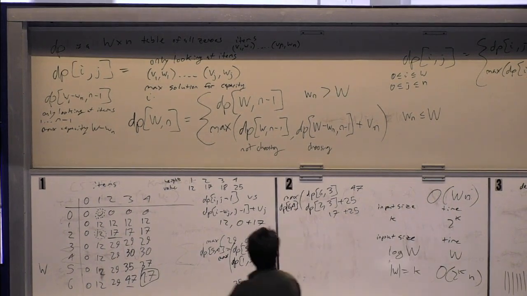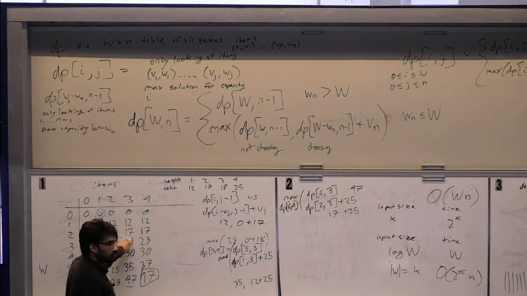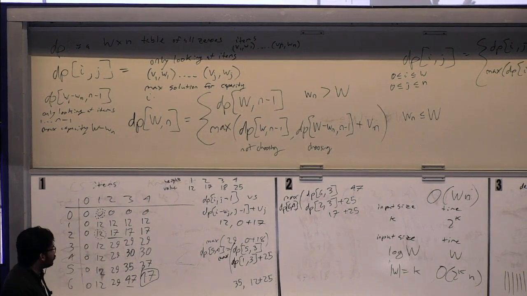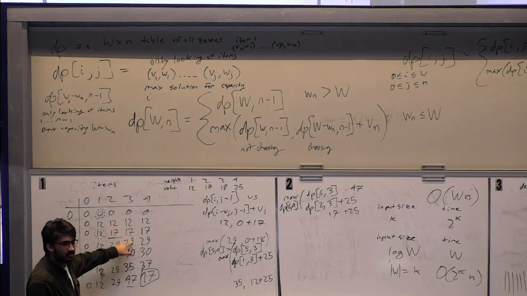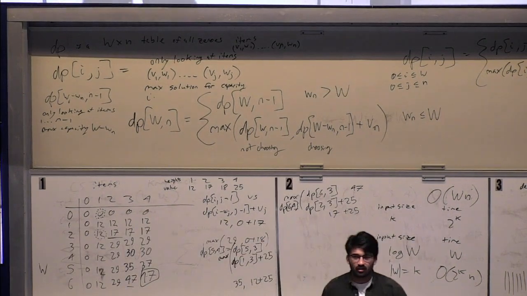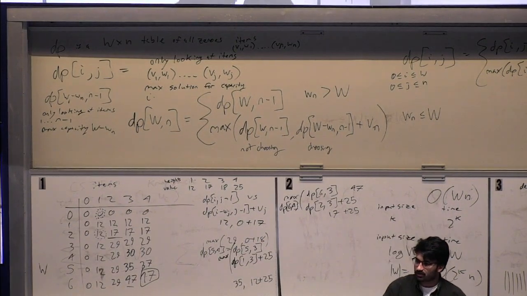I have dp of 2 comma 3 to be 17. The max you can steal with only capacity 2 but choosing from the first three items means that, if you only have capacity 2, you can only choose item 2, it turns out. Right. Okay. So you've seen an execution of the 0-1 knapsack recurrence, yes?